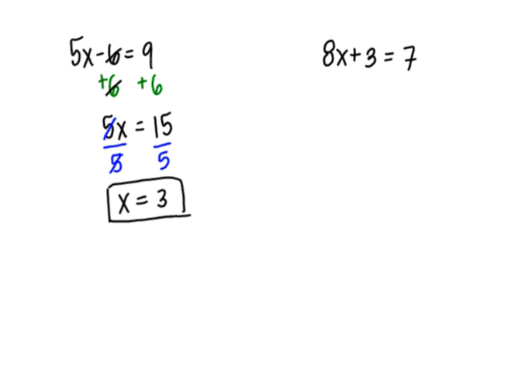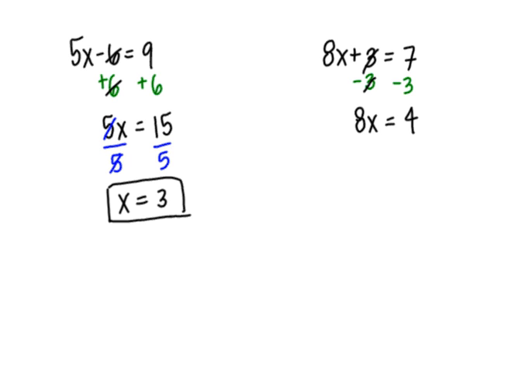My next problem is 8x plus 3 equals 7. I want to get the x by itself, so I have to move the 8 and the 3. I have to move the 3 first because it's further from the x. Remember, do not touch the 7. It's not on the x's side. So I'm going to move the 3. Right now it's positive, so to move it, I'm going to make it negative. I get 8x equals 4.